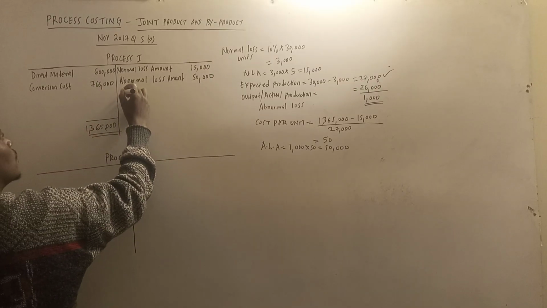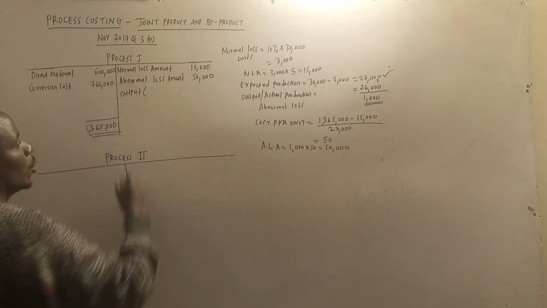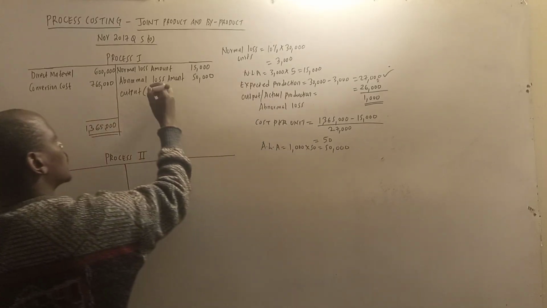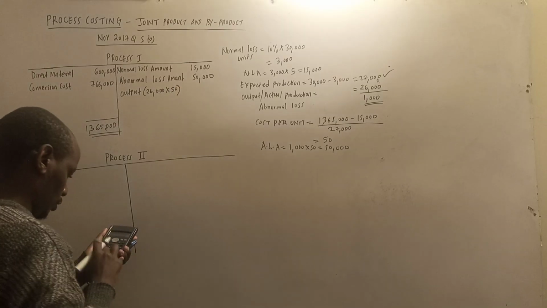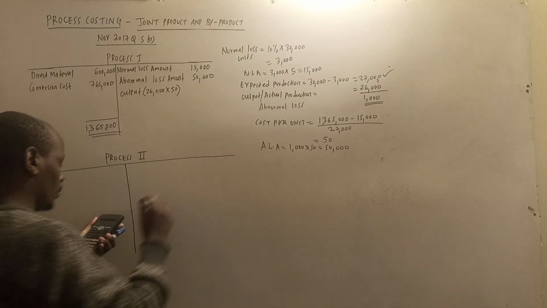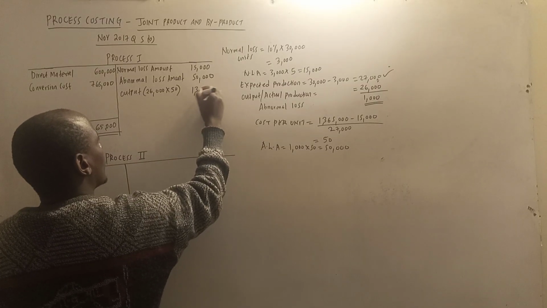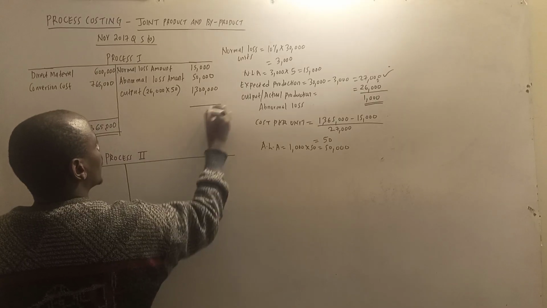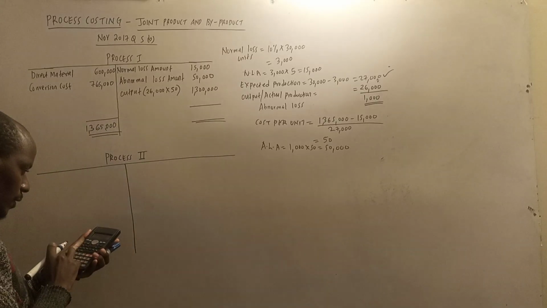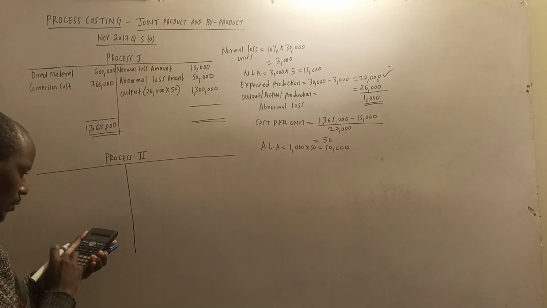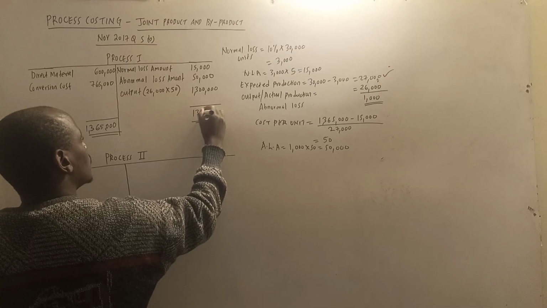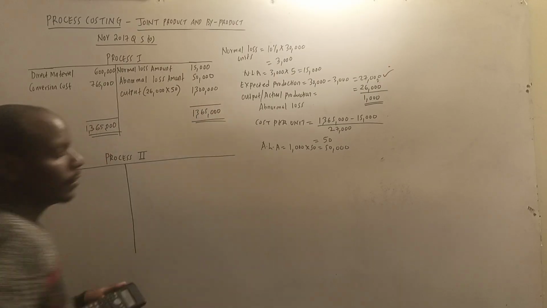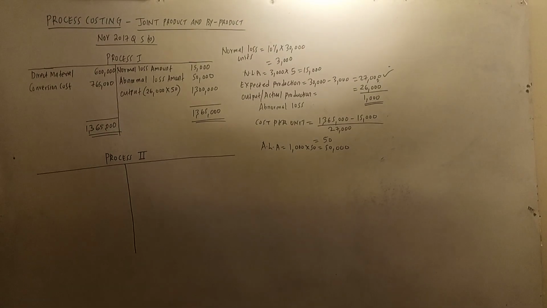Then we also need output. So output, which is 26,000 times 50, which is 1,300,000. So we add together plus 50,000 plus 15,000. So that is 1,365,000. So that is how we do process 1.